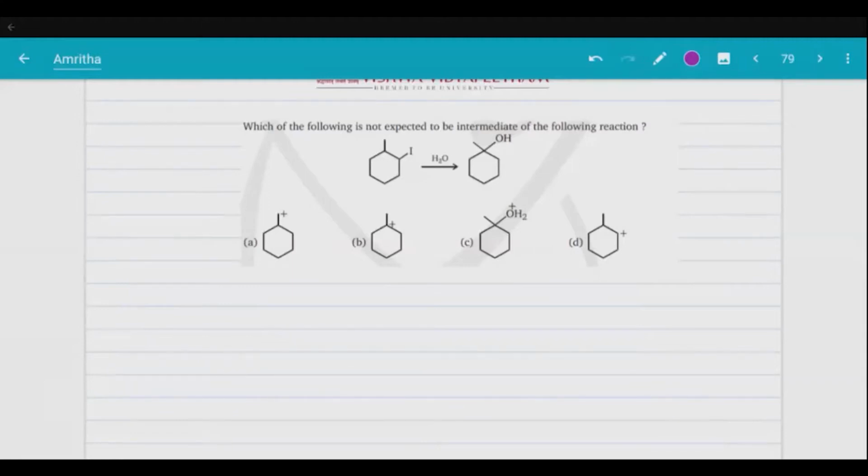Okay, so we'll start here with this question. Look at the question here. Which of the following is not expected to be an intermediate of the following reaction? By looking at organic reactions, we should predict the mechanism. So do you know what is the mechanism here? What is happening here? Basically, see, this is our reactant, left side of the arrow. And this is our product. Correct?